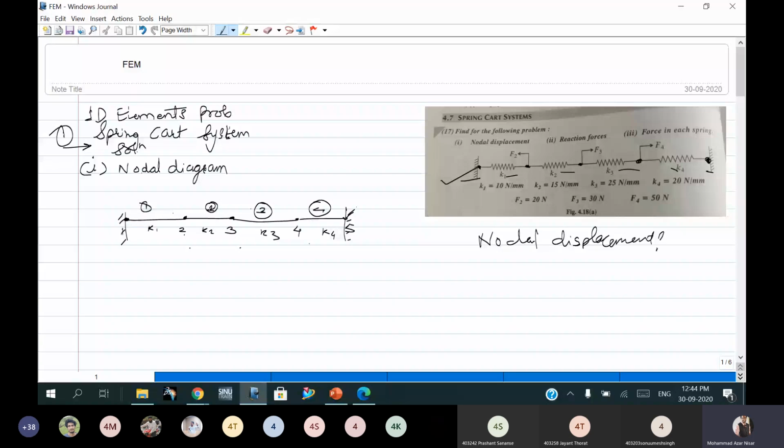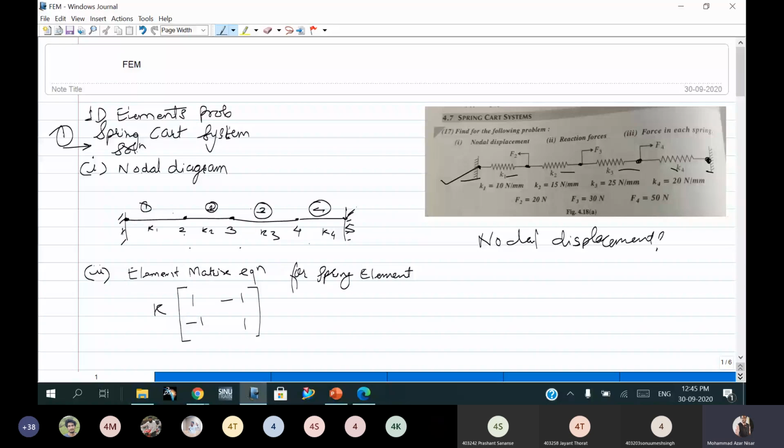After drawing this nodal diagram, the second step is to find the element matrix equation. The element matrix equation for this spring element. So what is the equation for that? K times the matrix 1 minus 1, minus 1 1.